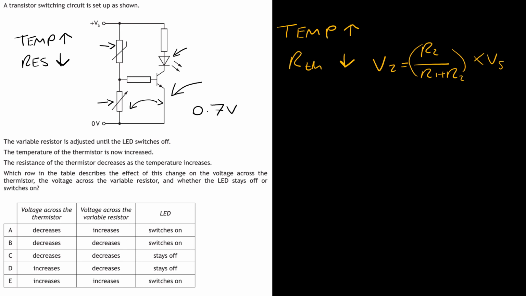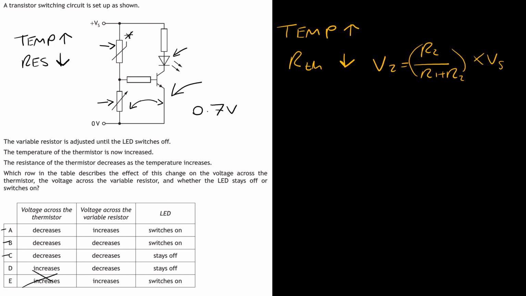So the resistance across our thermistor, remember our thermistor is this one here, has gone down. Because the resistance has gone down, the voltage across the thermistor must also go down. So that means we're looking at either A, B, or C. These can't be right.